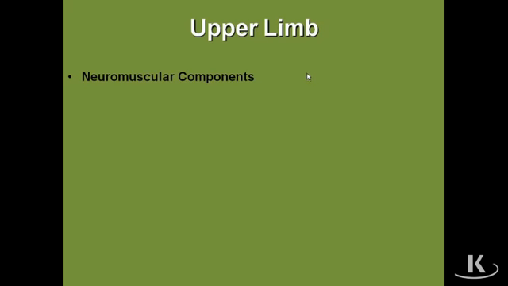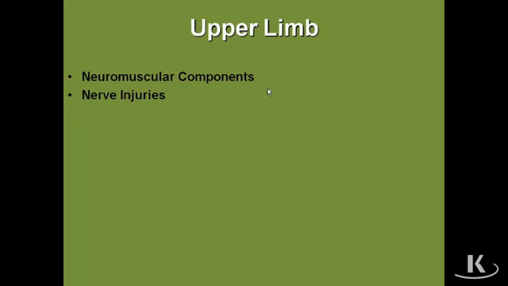Most of the questions that we would see with regard to the upper limb are going to be nerve injury questions, with either nerves that are injured and questions about functional losses associated with those injuries, or functional losses and questions about what nerve injury or how did that nerve injury occur. So we need to know about the neuromuscular components. We need to discuss nerve injuries.